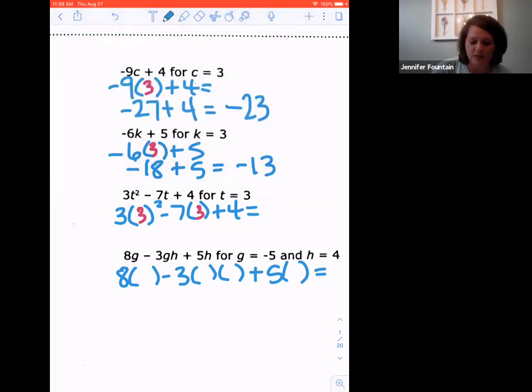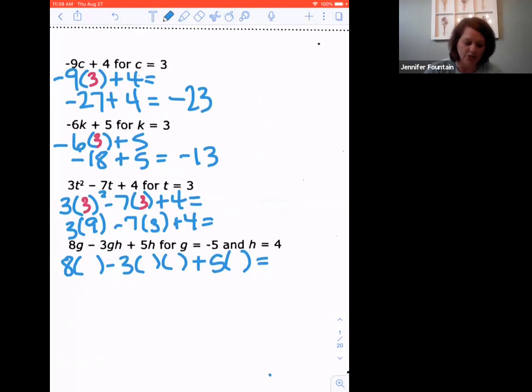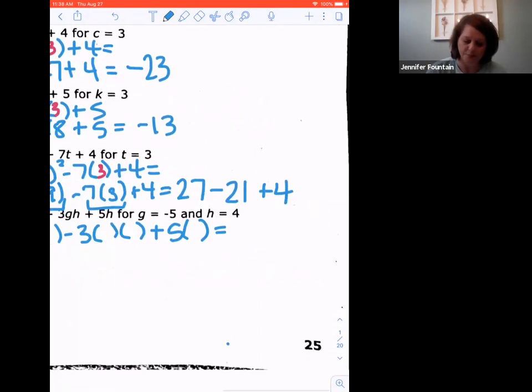Start with my exponents. 3 squared is going to be 9. So I have 3 times 9 minus 7 times 3 plus 4. All right, multiplication. I'm going to multiply here and here. 3 times 9 is 27. I'm keeping my minus sign, so now I'm just going to multiply 7 times 3 is 21 plus 4. I have subtraction and addition in the same problem, so I'm going to do them from left to right. 27 minus 21 is going to give me 6. So I have 6 plus 4 is 10. Any questions on that one?